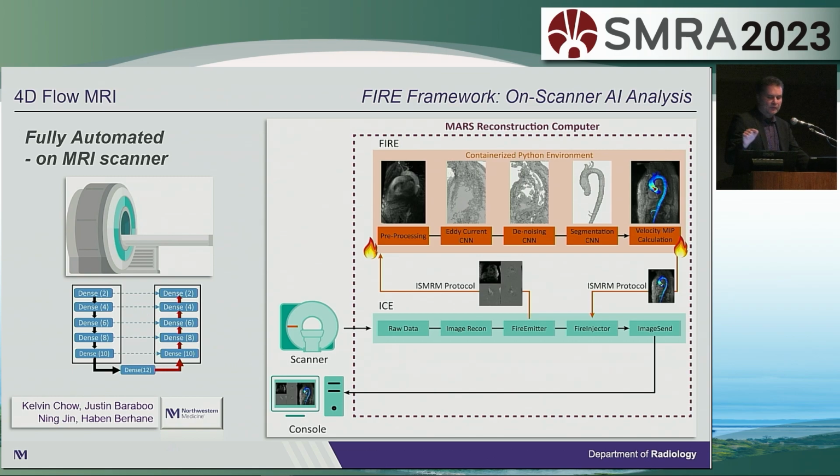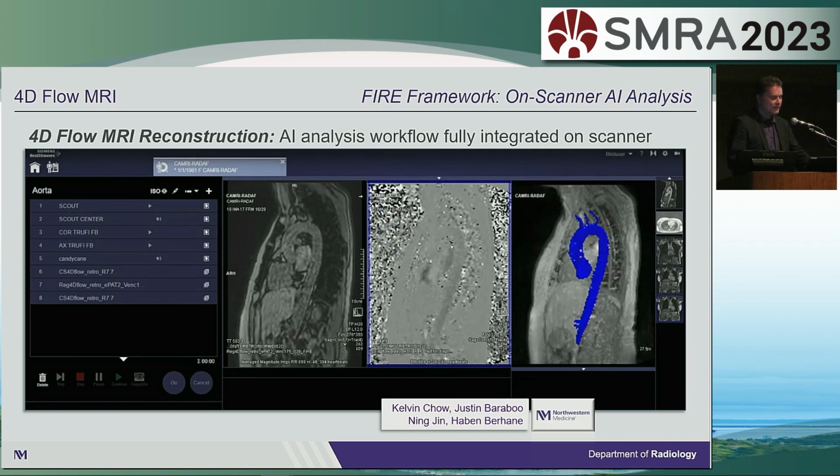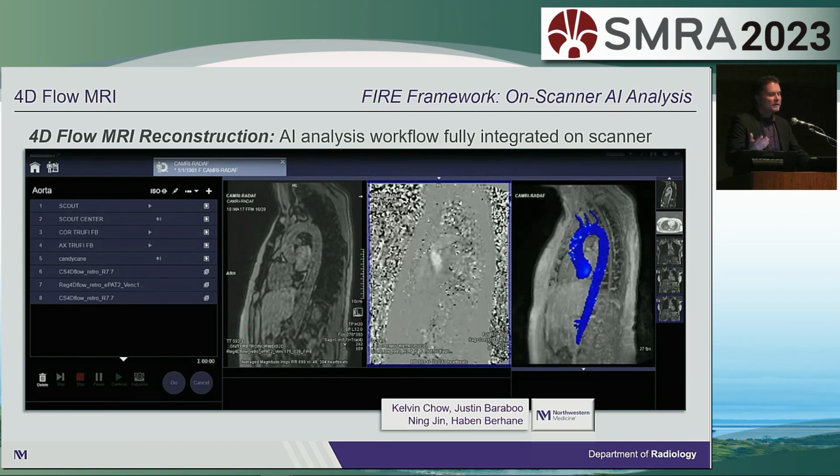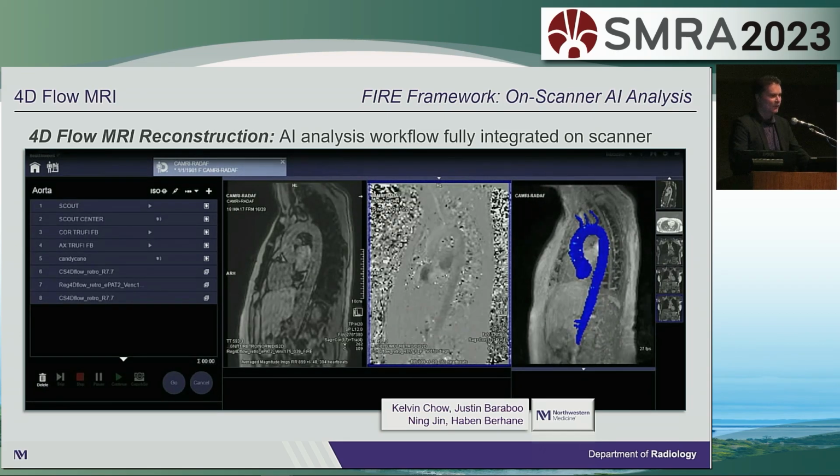The advantage of this approach compared to other approaches is that it does not need any extra hardware. It just uses whatever CPU and GPU power or compute capabilities the scanner has. So this is an opportunity obviously to do this, and this is something we did at Northwestern as well, and this is really on scanner, fully inline, fully automated 4D flow analysis directly on the scanner after the scan.